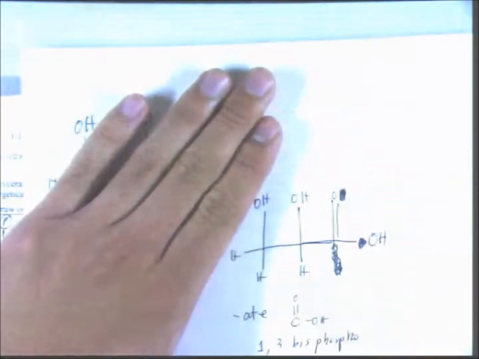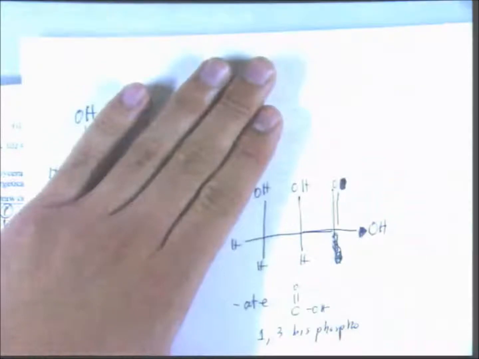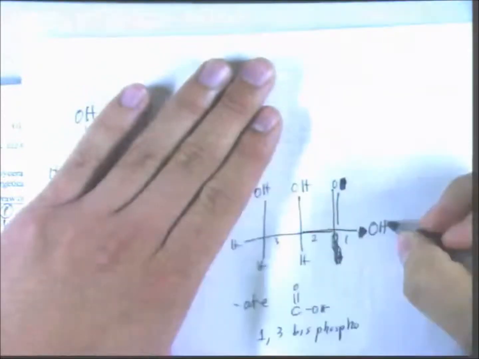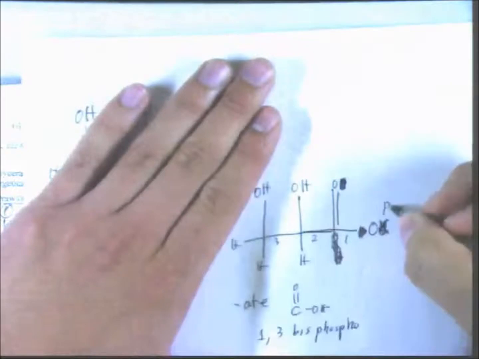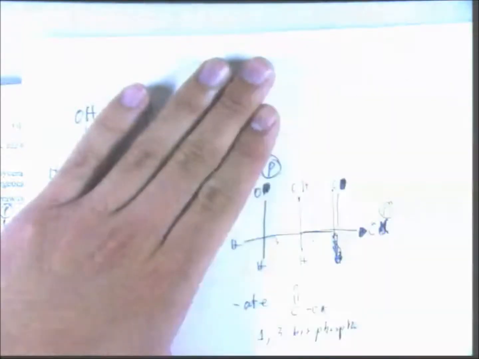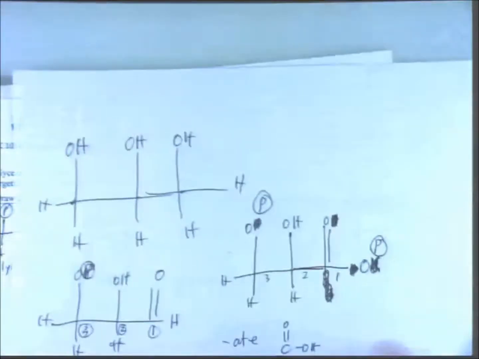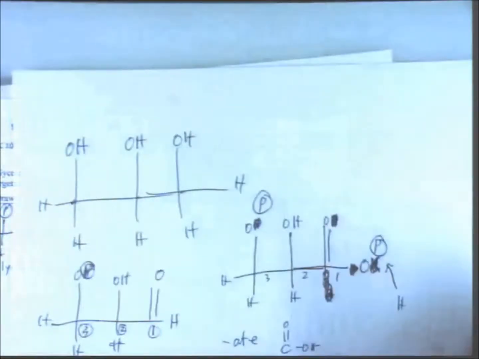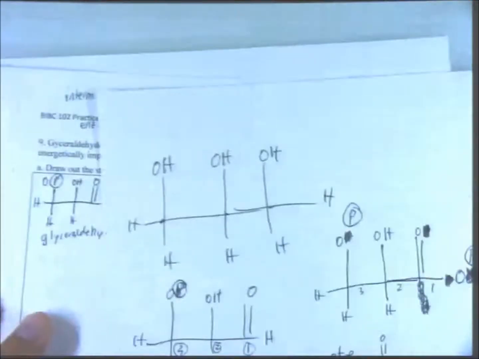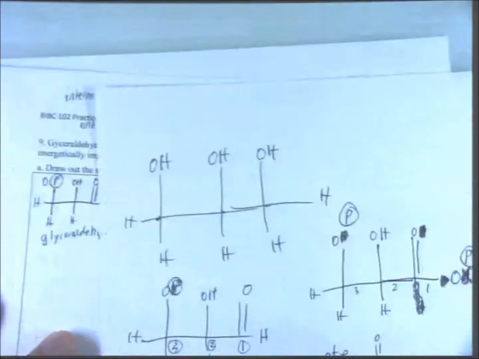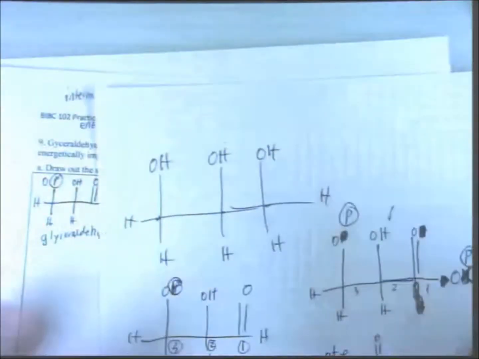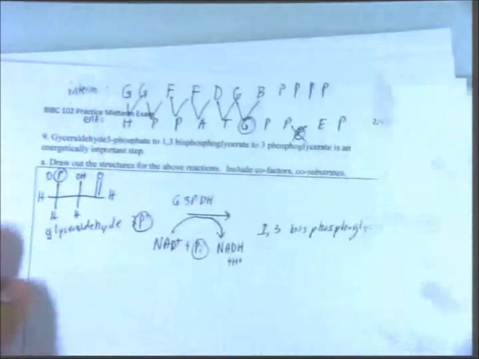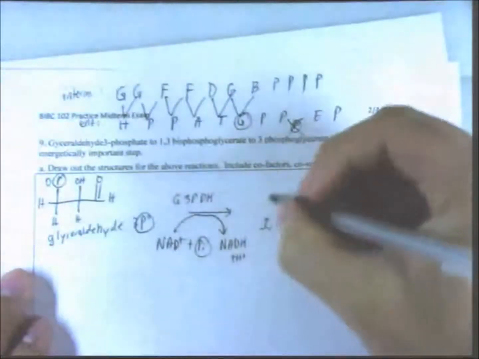1,3-bisphospho means there are 2 phosphates on the structure. So this is going to have a phosphate, so let's make that into a phosphate, and this is going to have a phosphate. That's 1,3-bisphosphoglycerate. What do you think 3-phosphoglycerate looks like? The same thing, except this is going to be an H. So we know how to draw these structures. What do you think 2-phosphoglycerate looks like? This one's going to be an H, and this one's going to be a P. Not too difficult. So let's draw a 3-phosphoglycerate up here.